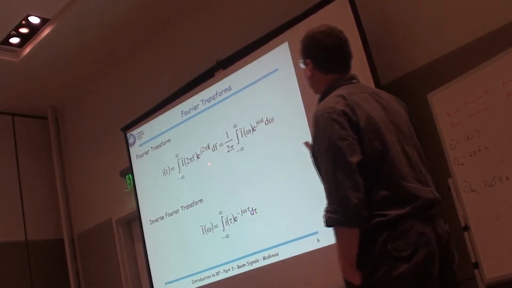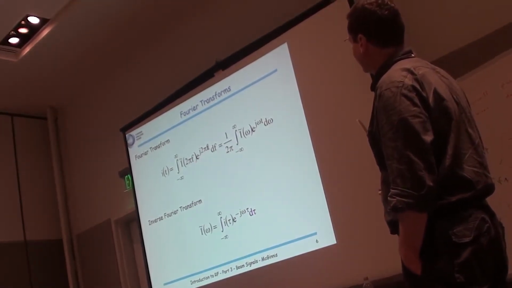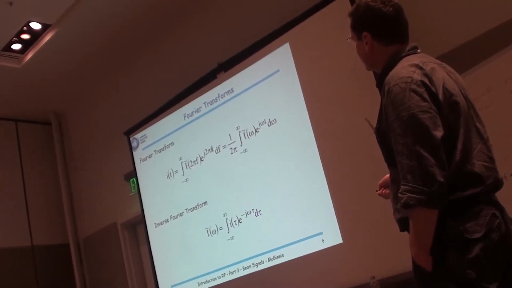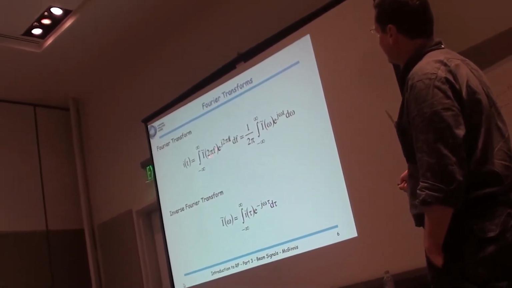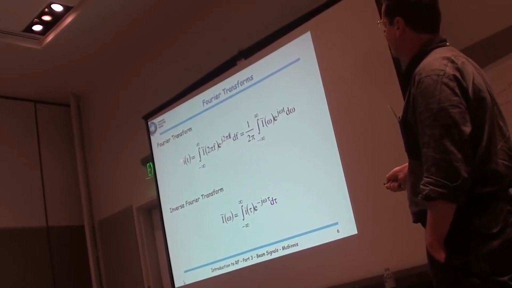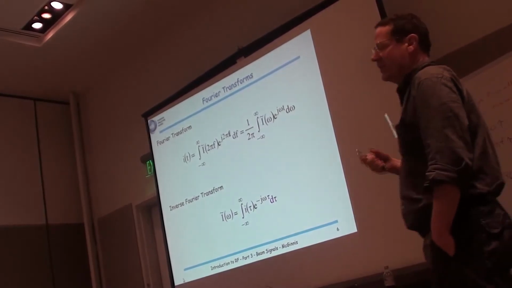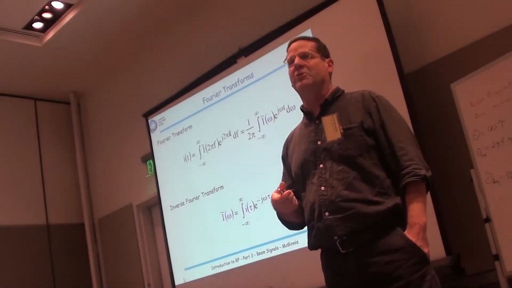Now you can pull the 2 pi out of here, so you can see that all you're doing is this Fourier coefficient is just the weighted sum at each frequency, and you sum that up, and that gives you your time dependence. Then you get the 1 over 2 pi in front. Again, physicists will use 1 over the square root of 2 pi.